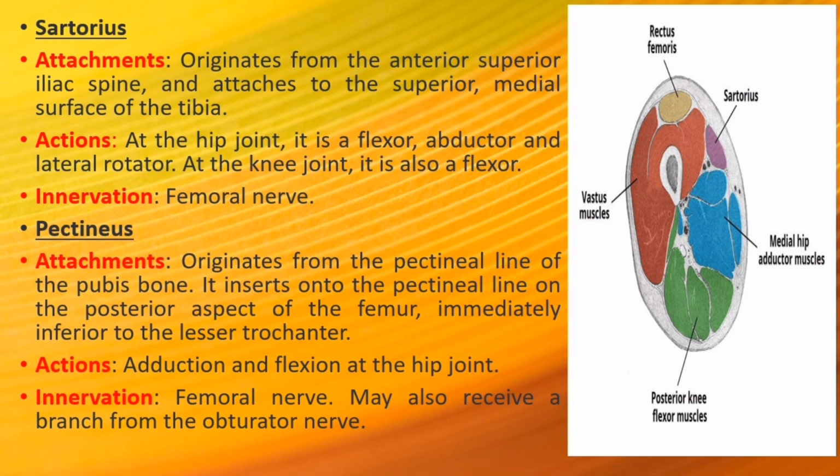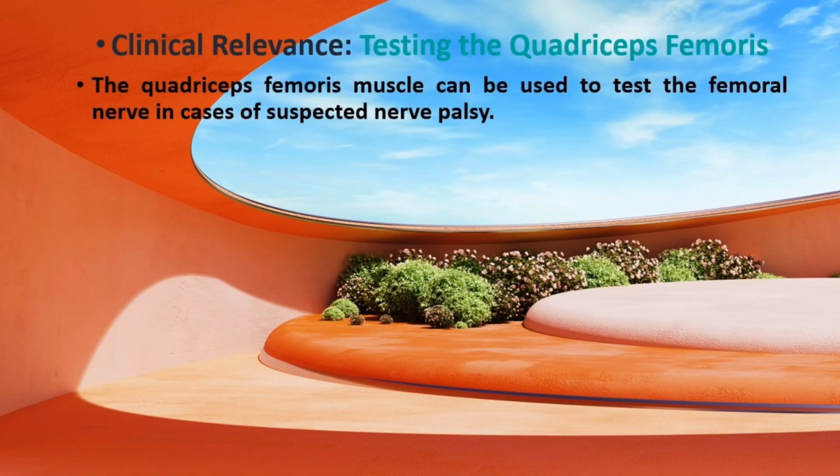Attachments. Originates from the pectineal line of the pubis bone. It inserts onto the pectineal line on the posterior aspect of the femur, immediately inferior to the lesser trochanter. Actions. Adduction and flexion at the hip joint. Innervation. Femoral nerve. May also receive a branch from the obturator nerve. Clinical relevance. Testing the quadriceps femoris. The quadriceps femoris muscle can be used to test the femoral nerve in cases of suspected nerve palsy.